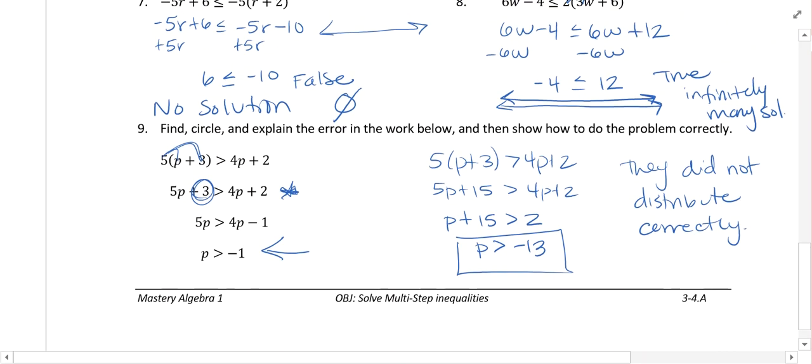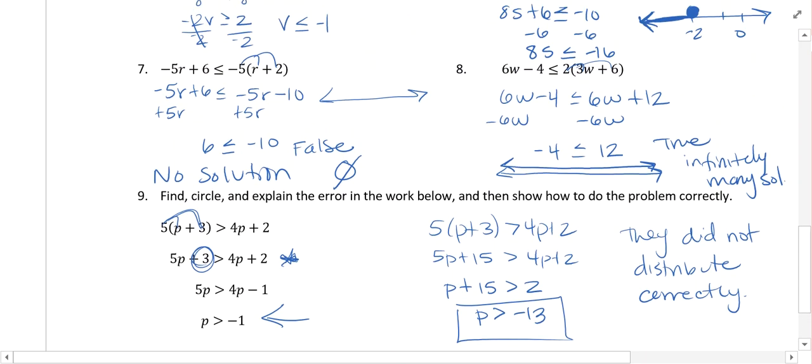Alright, so that's it. Make sure you just watch your signs when you're multiplying or dividing by a negative. If there's just a negative in the problem, that does not switch the signs. Make sure you're looking out for what you're multiplying and dividing.